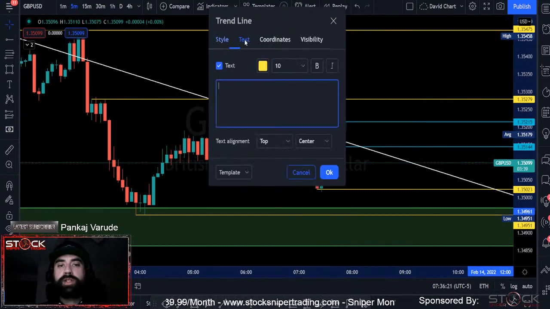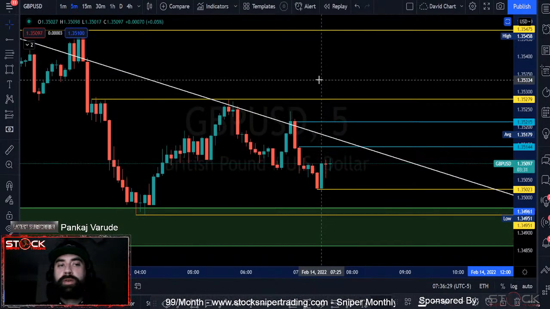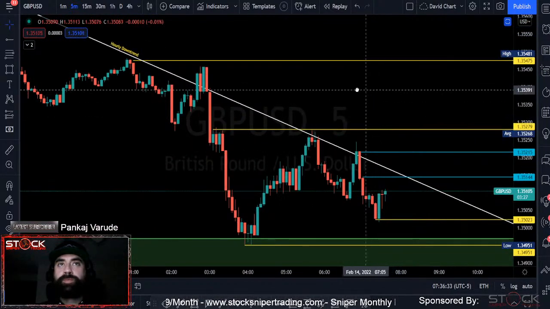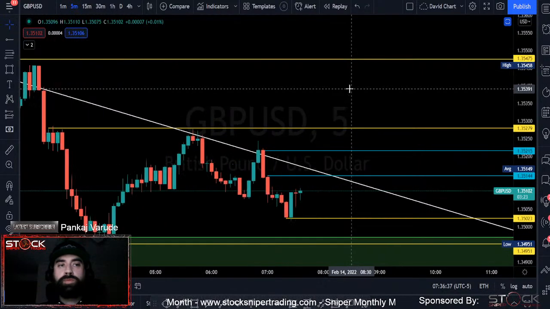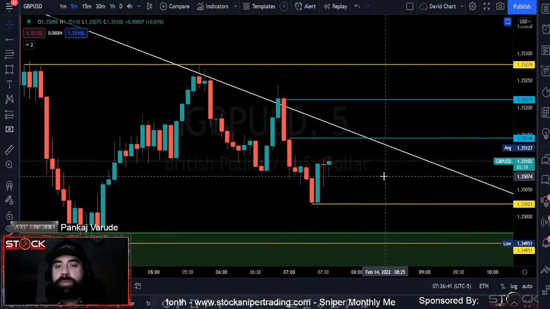If you need me to mark this up, you can see that this is what we're looking at right here. Okay, hourly downtrend. So guys, still early, 7:36. All right, you can see the type of candles that we have now.